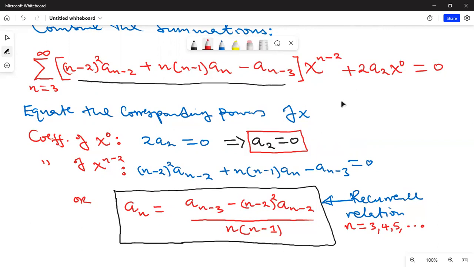You see, if you put n equals to 2, it means this will give you a subscript 2 minus 3, which is a subscript negative 1. And the index cannot be negative. So you have to start from 3 going onwards. Hope that is clear to everyone.